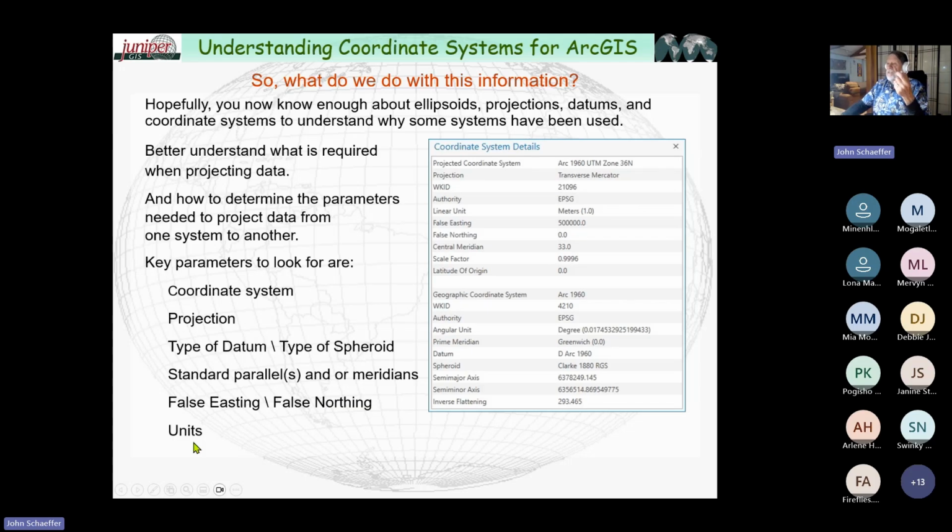Okay, so if you start to understand how all of these pieces work to define a coordinate system, if you have problems, you can better understand what the problem might be. If you're deciding which coordinate system to use, in most cases, you're going to use a coordinate system that's defined by your agency or whatever. But if you're starting a new project, you decide what coordinate system would be best, you can understand why one coordinate system might be better than another.